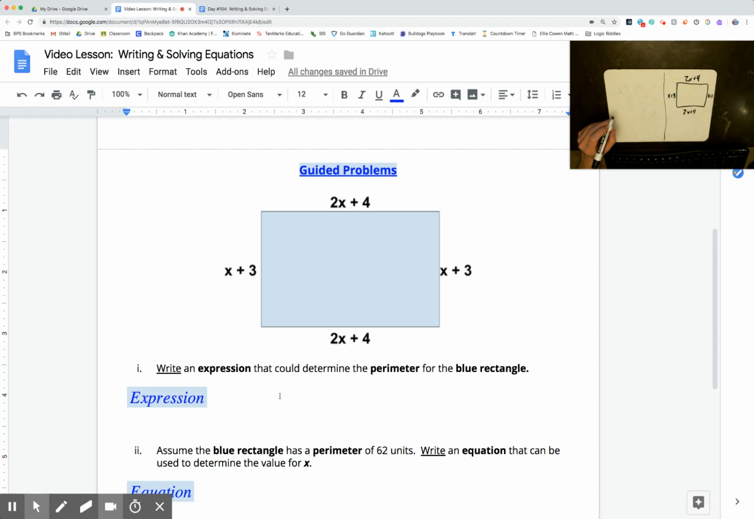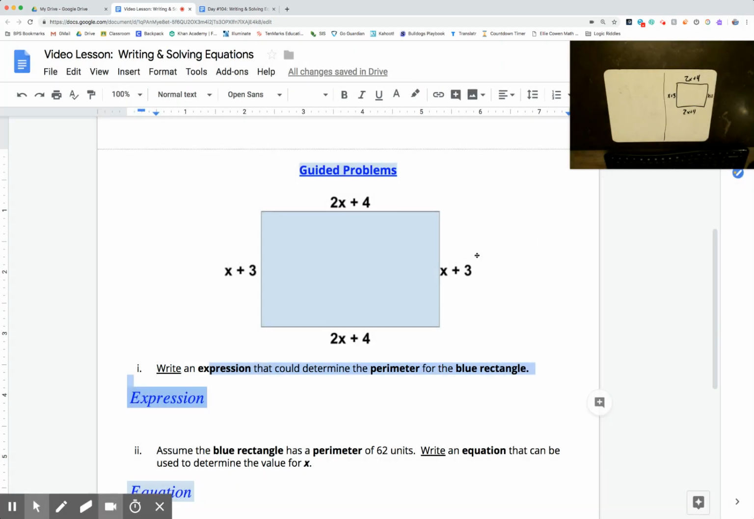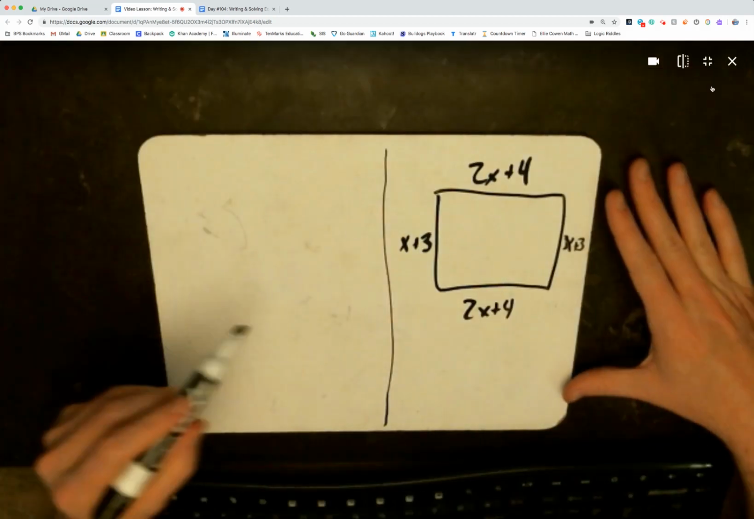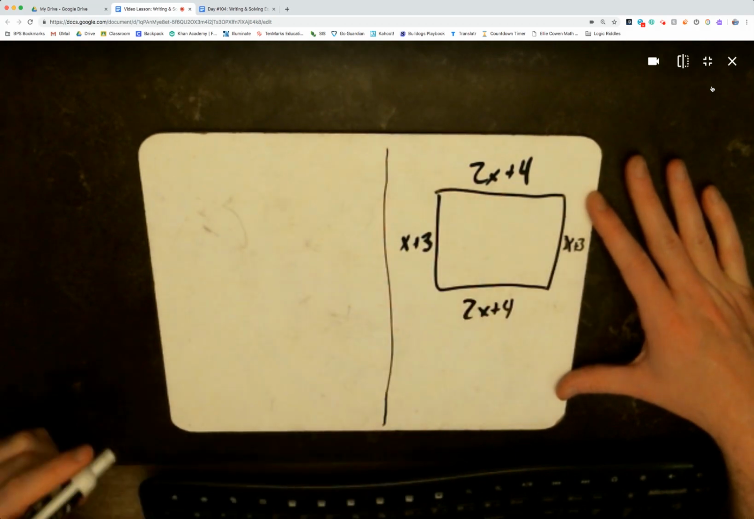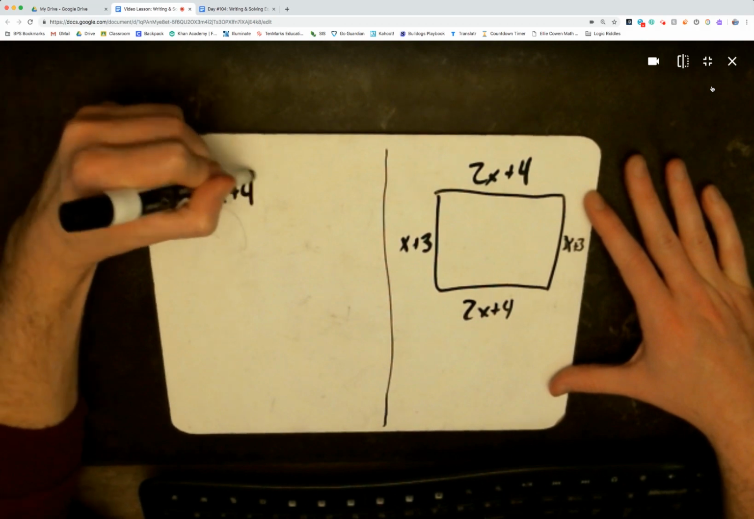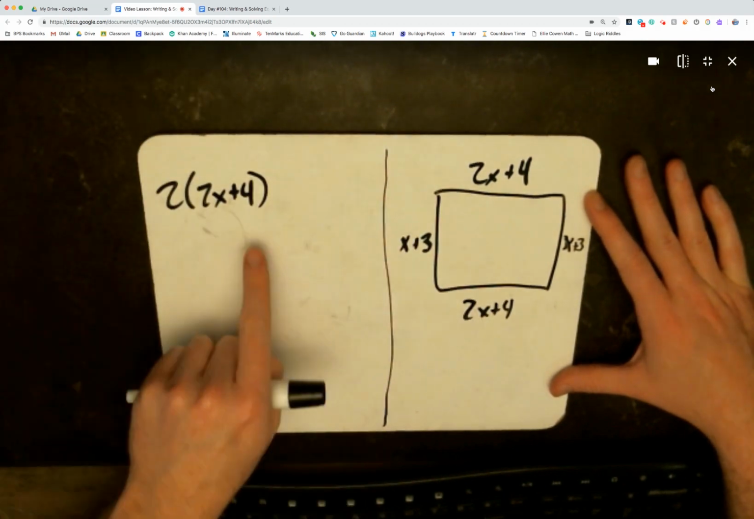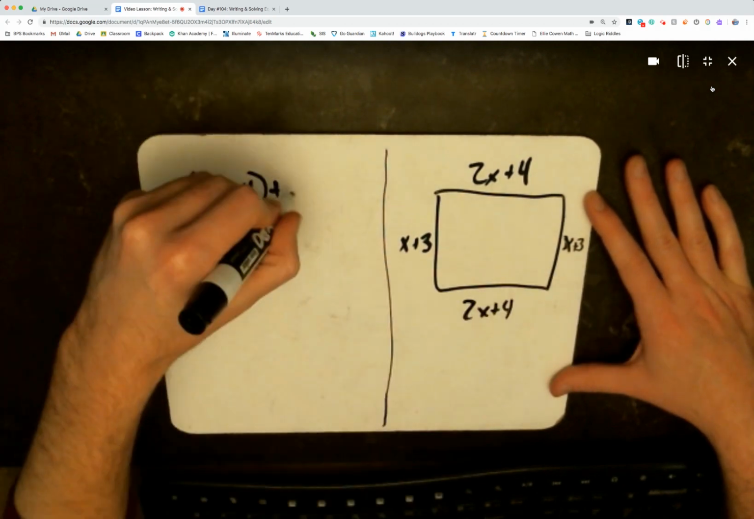Part 1 asks us to write an expression. That's numbers and variables joined together with addition, subtraction, multiplication, or division. So an expression, not going to be an equation yet, that could determine the perimeter for this blue rectangle up here. So the big thing we need to see, and I've drawn the blue rectangle up on my whiteboard, so we'll full screen that. Perimeter is the distance all the way around. So my perimeter is really just going to be these 4 sides added up. I have 2 versions, or 2 of the lengths that are 2x plus 4. So I could write 2 times (2x plus 4) plus 2 of these, (x plus 3).